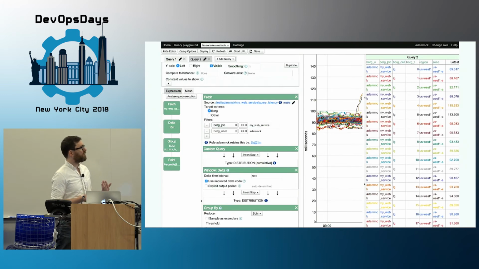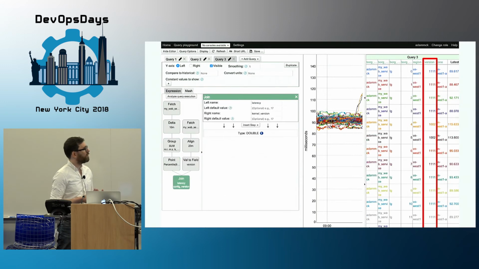So I'm going to open up another tab. And this is the query which I mentioned we weren't going to do initially. This is just the latency for all of our replicas all over the world. It's just a huge jumble of data. There's not a tremendous amount we can do with this.